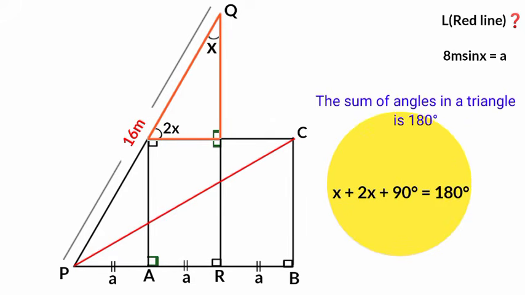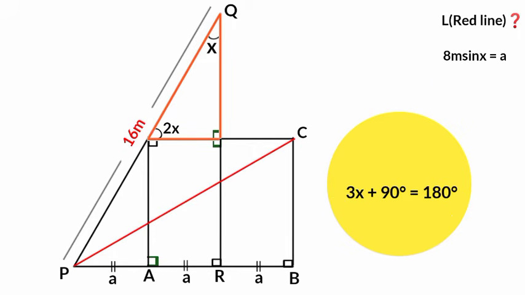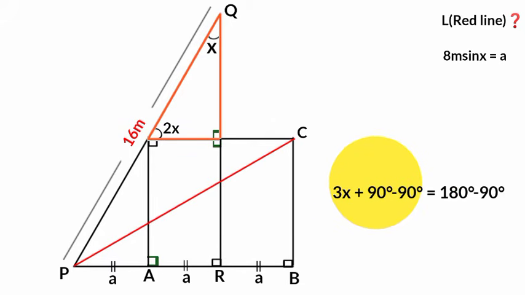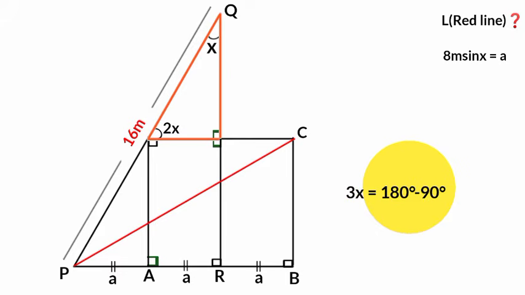So x plus 2x plus 90 degrees equal to 180 degrees. x plus 2x is 3x. If we subtract 90 degrees from both sides, here 90 minus 90 is 0, and here 180 minus 90 is 90 degrees. So 3x equal to 90 degrees. Dividing both sides by 3, here 3 cancels 3, and here 90 degrees divided by 3 is 30 degrees. So x equal to 30 degrees.